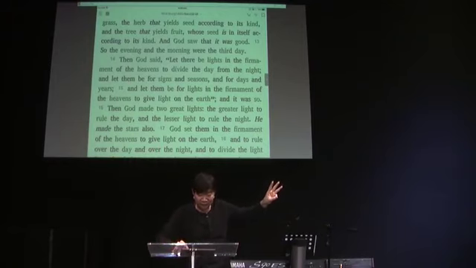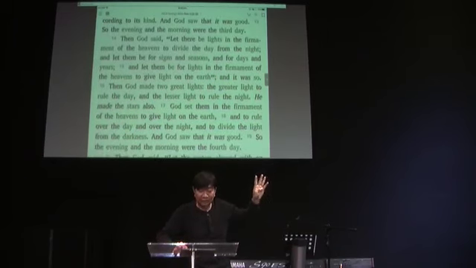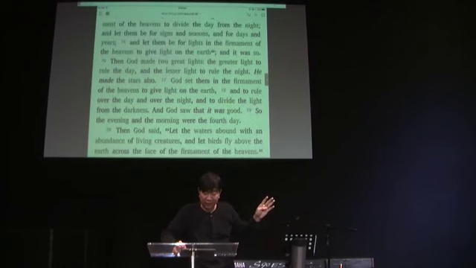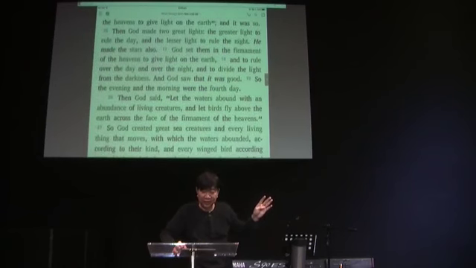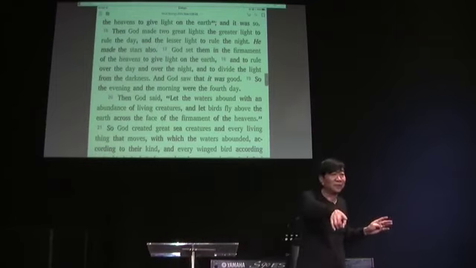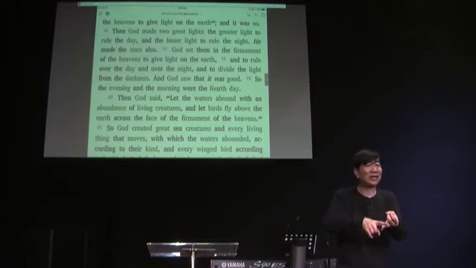And so in verse 14, in the fourth day, "Let there be lights in the firmament of the heavens to divide the day from the night. Let them be for signs and seasons, for days and years. Let them be for lights in the firmament of the heavens to give light on the earth." It was so. God made two great lights, the greater light to rule the day, the lesser light to rule the night. He made the stars also. So there you go. The sun and stars started shining on the fourth day.